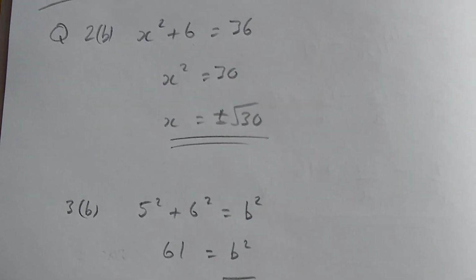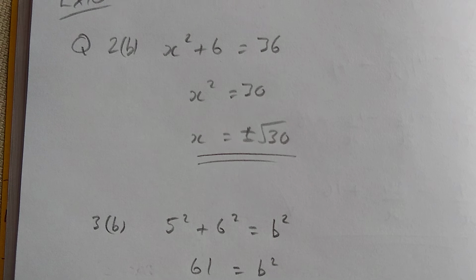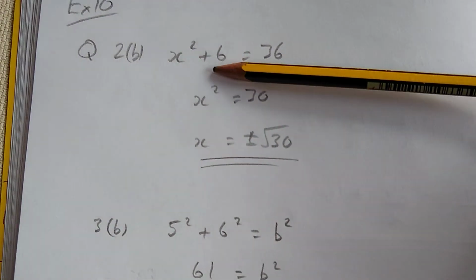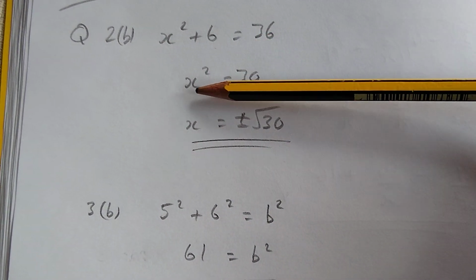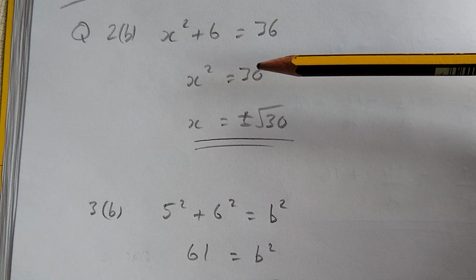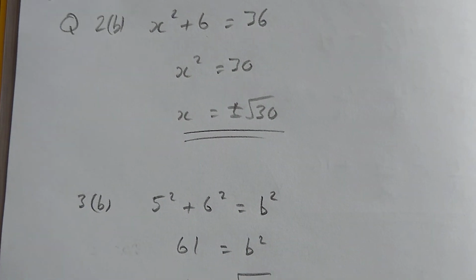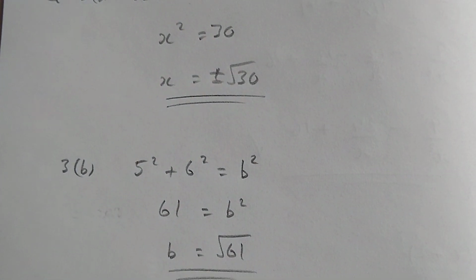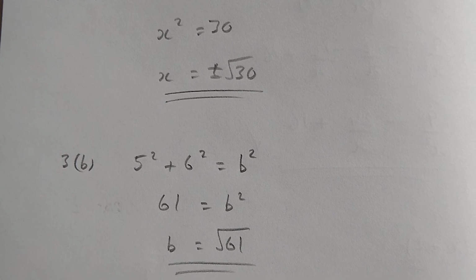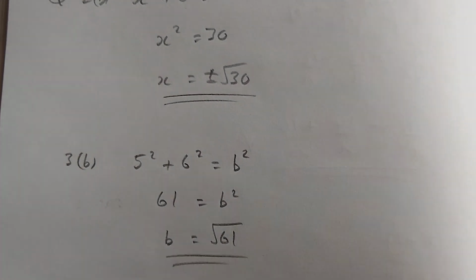So x squared plus 6 equals 36 on question 2b there. Subtract 6 from both sides, which will leave x squared equals 30. And then we're going to square root 30. Remember guys, that gives the positive and the negative square root of 30, because negative root 30, if we square that, we get 30. So we need to be writing both answers there.